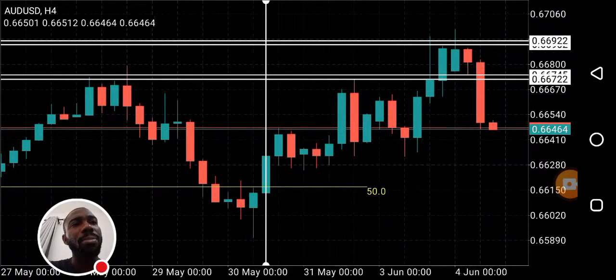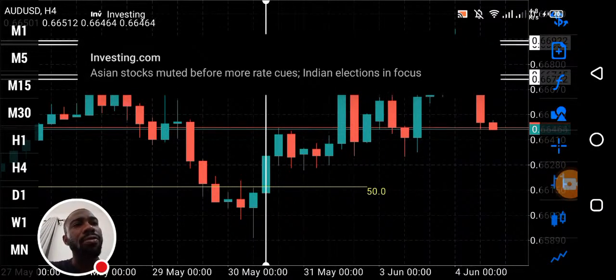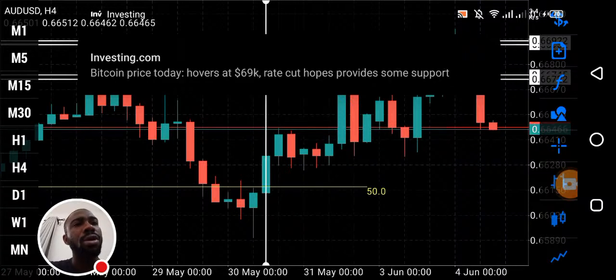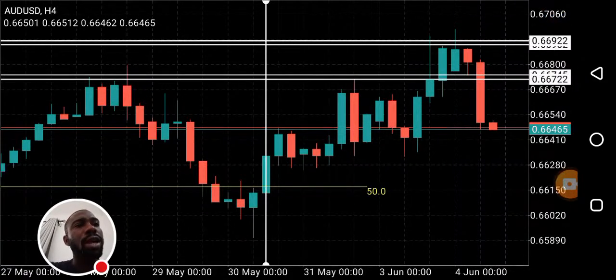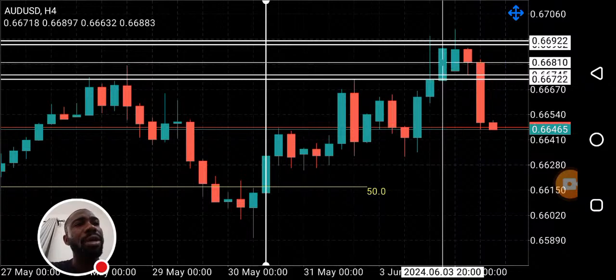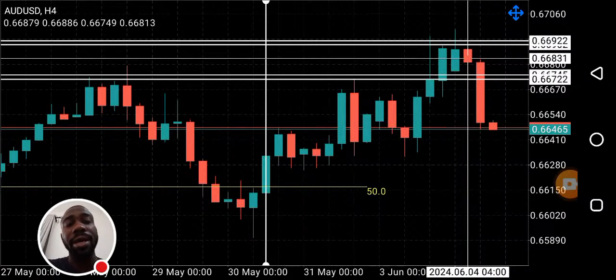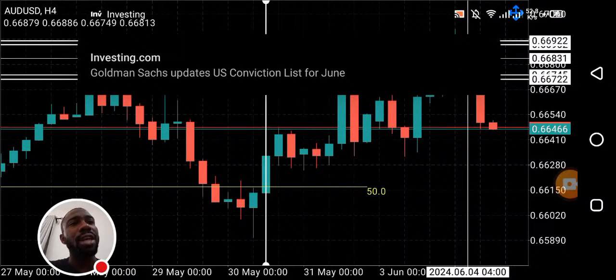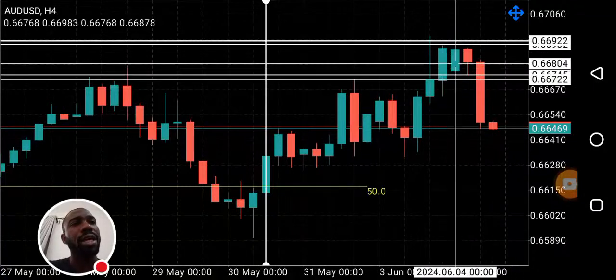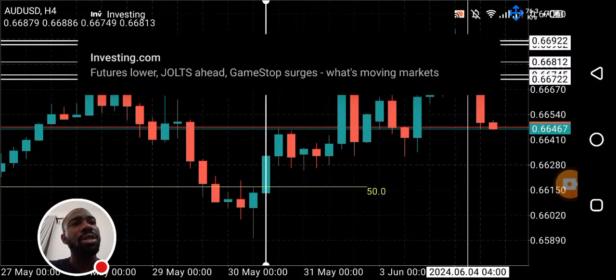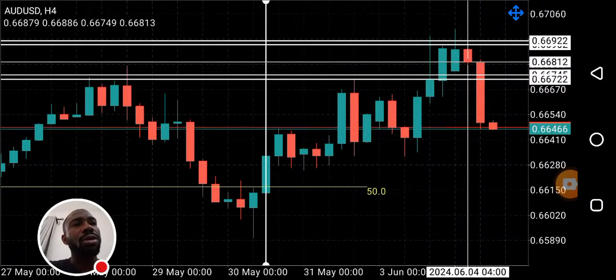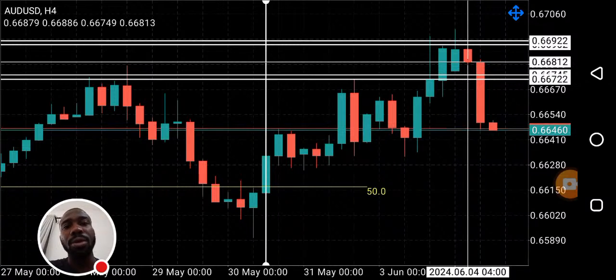So this would have been the best entry for AUD USD. You can see the pattern it formed here. This looks like a hanging man, though not a strong or valid hanging man, but we could call it a hanging man. So this would have been the best entry for AUD USD. Now the market is trading about 35 or 40 pips below that entry.